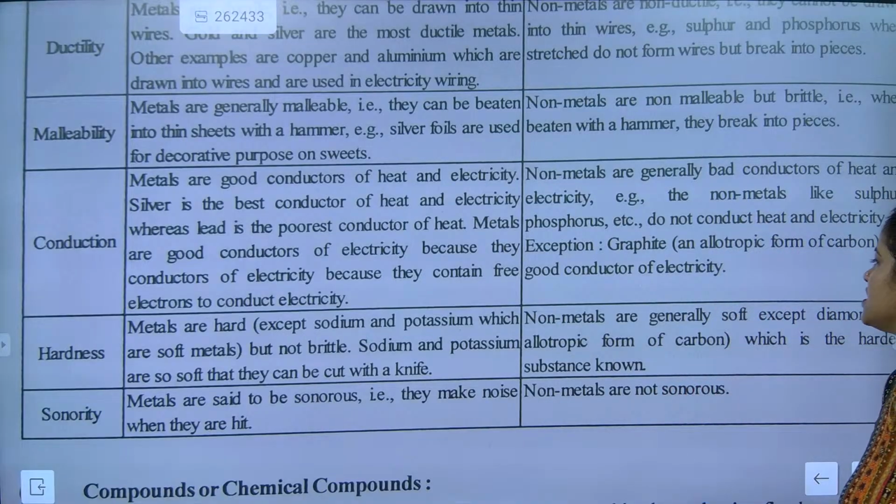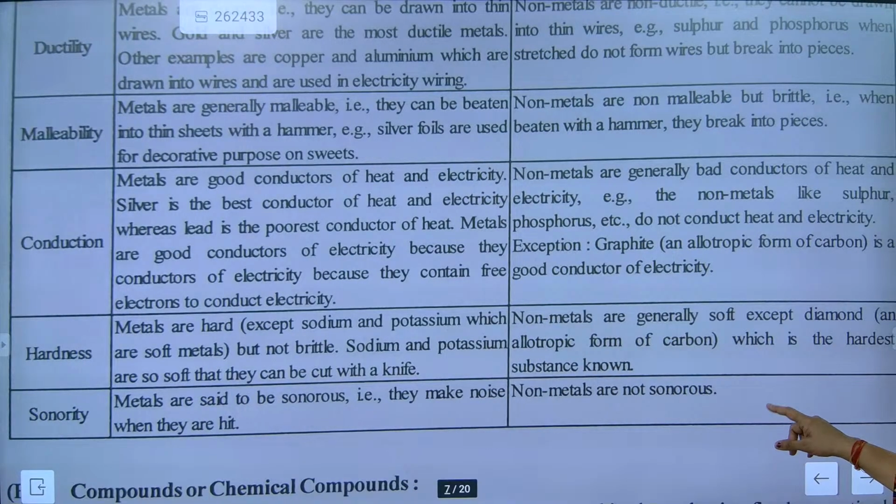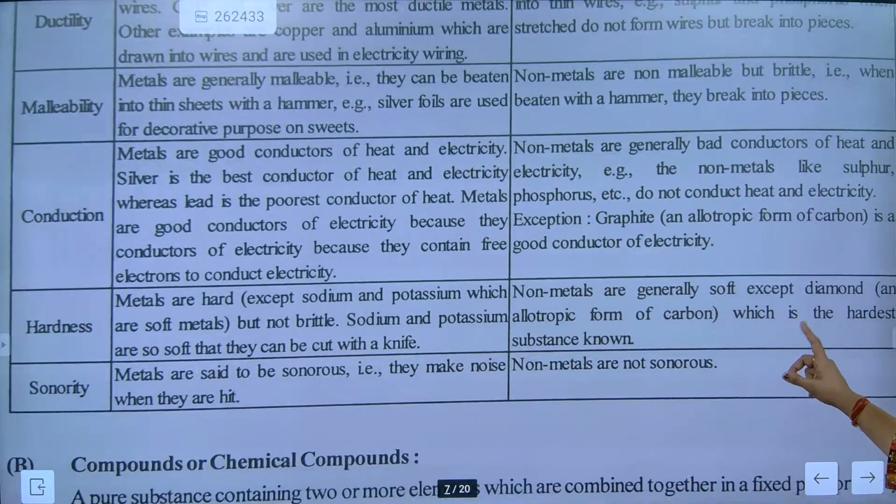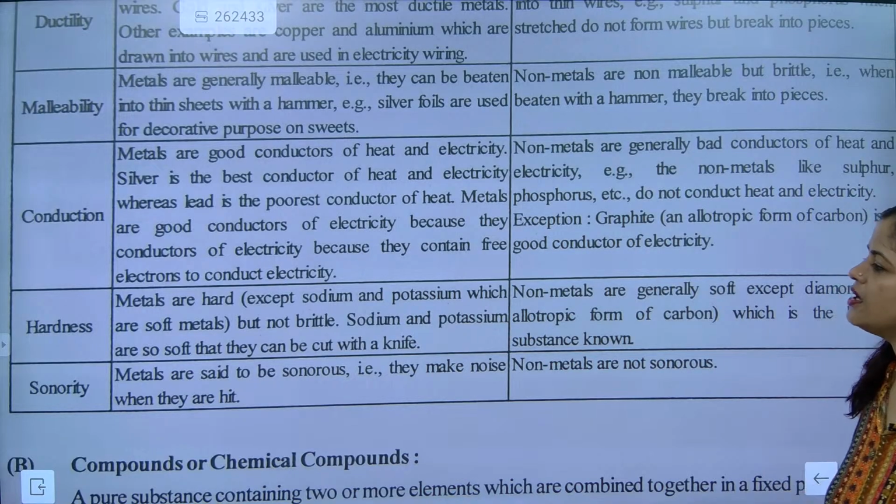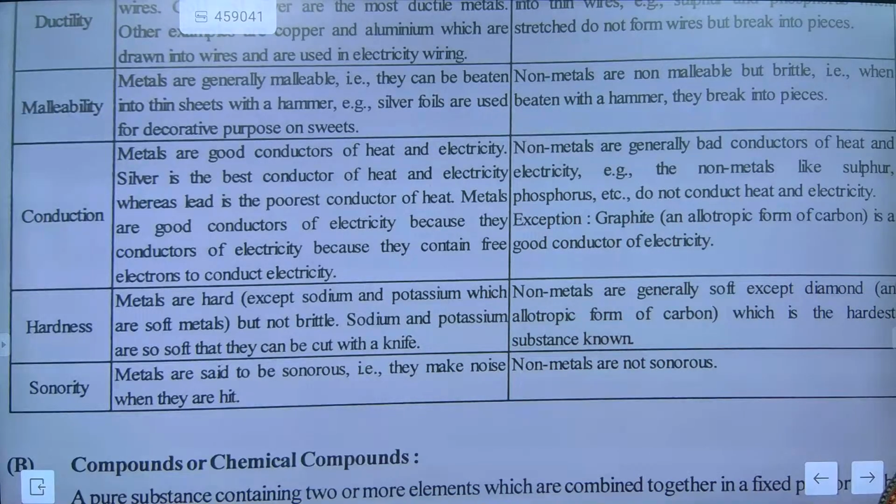And non-metals are generally soft, except which one, beta? Graphite, understood or not? So non-metals are soft except diamond. Graphite is also soft only. Okay. Now sonority: metals can make noise, but non-metals are non-sonorous.